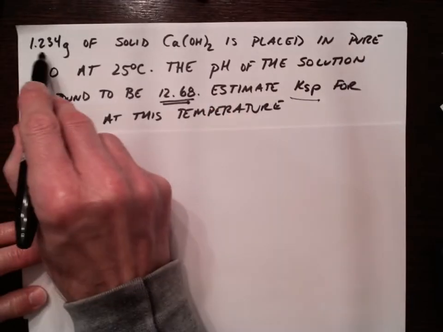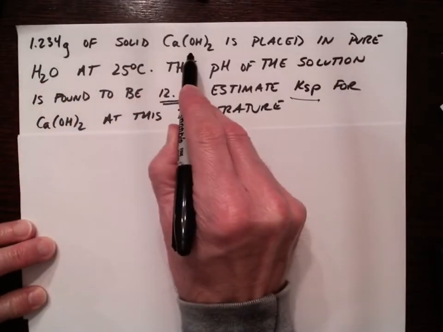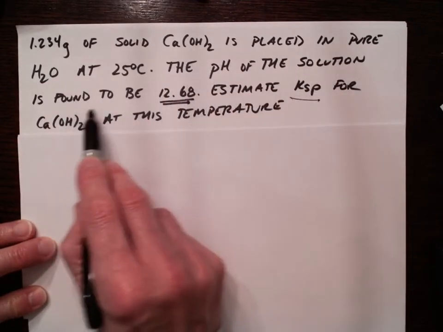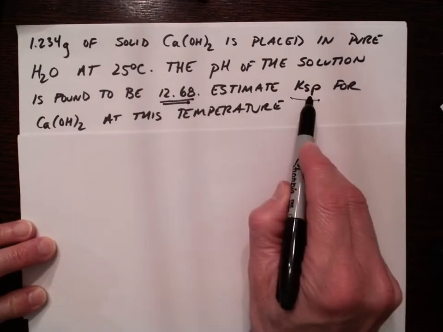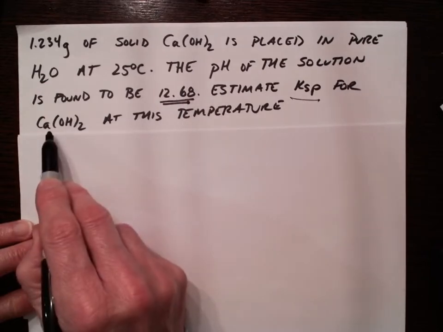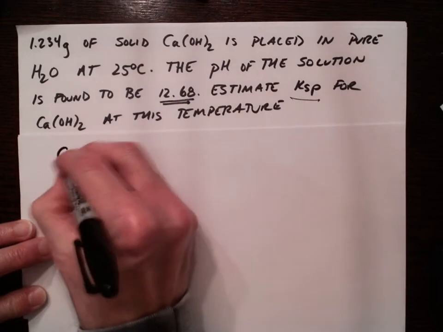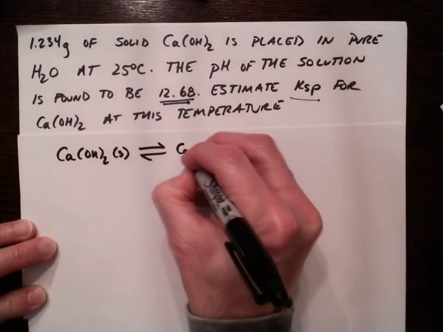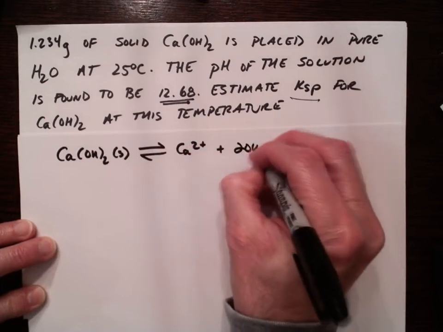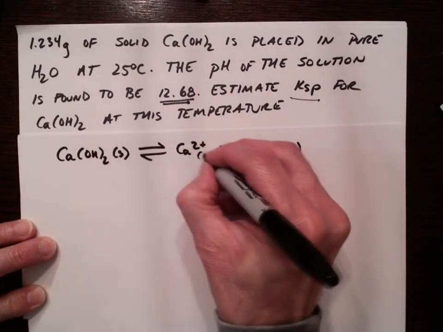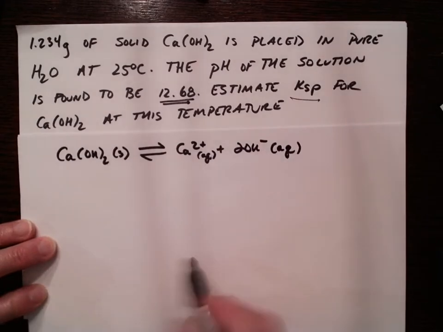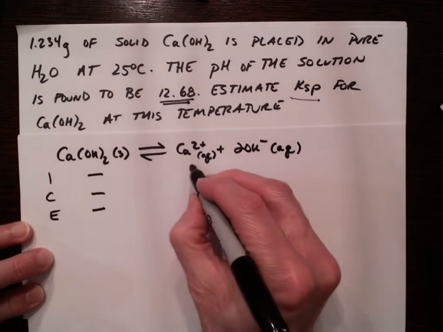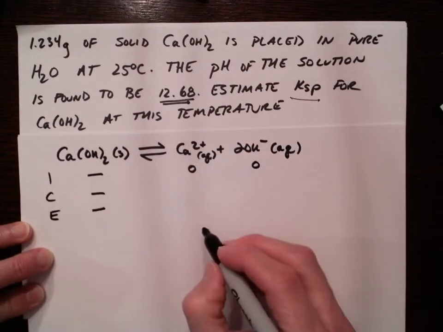Alright, we've got 1.234 grams of solid calcium hydroxide placed in pure water at 25 Celsius. We're given the pH of the solution at 12.68, and we need to find KSP for calcium hydroxide. Let me go ahead and write the dissociation for solid calcium hydroxide. Of course, this is aqueous as well. And I think I'm going to draw out an ICE chart here. We're not going to worry about the solid. We're going to say we have no calcium and no hydroxide at the start.